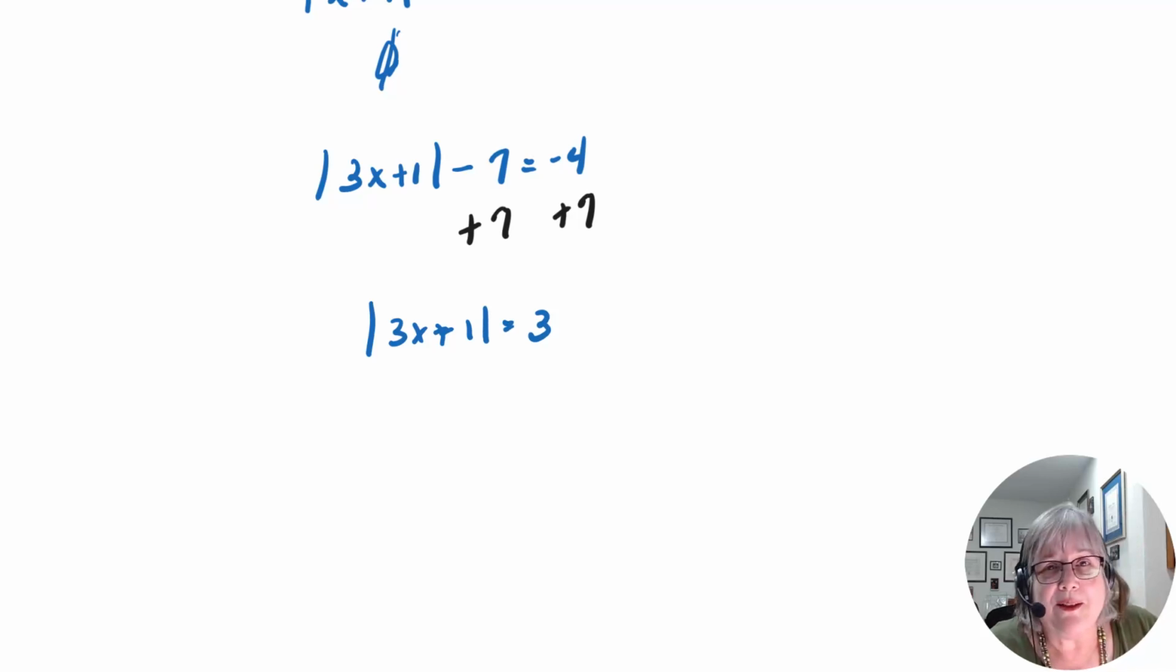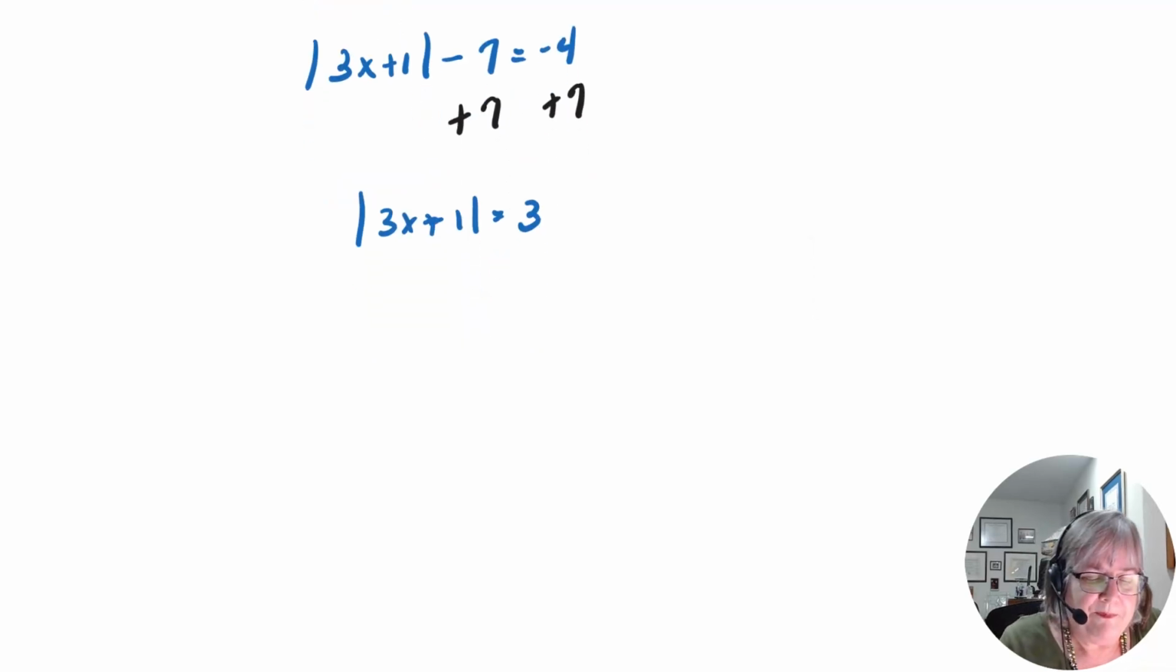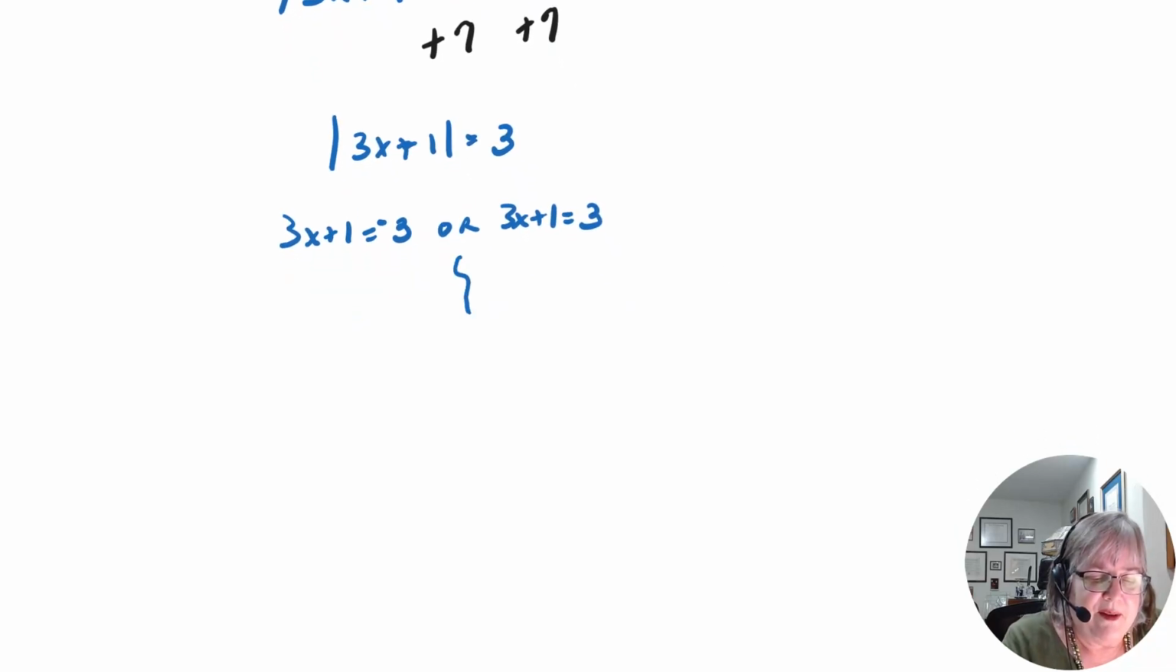So see, it's really not equal to a negative. It's equal to a positive. So you have to continue working this one. And you would have 3x plus 1 equals negative 3, or 3x plus 1 equals 3. So you would subtract 1 from both sides. 3x is equal to negative 4. Subtract 1 from both sides here. 3x is equal to 2.